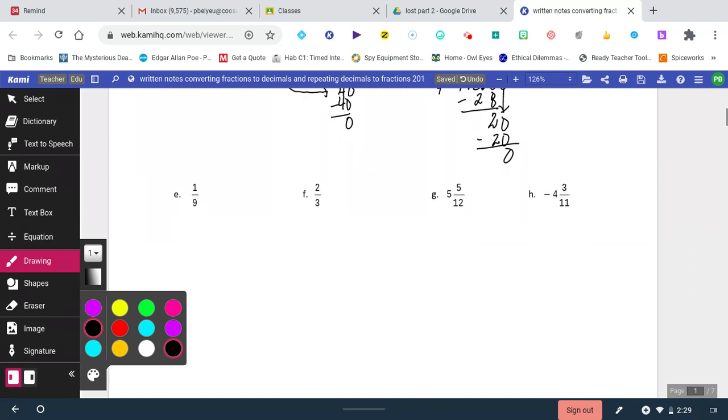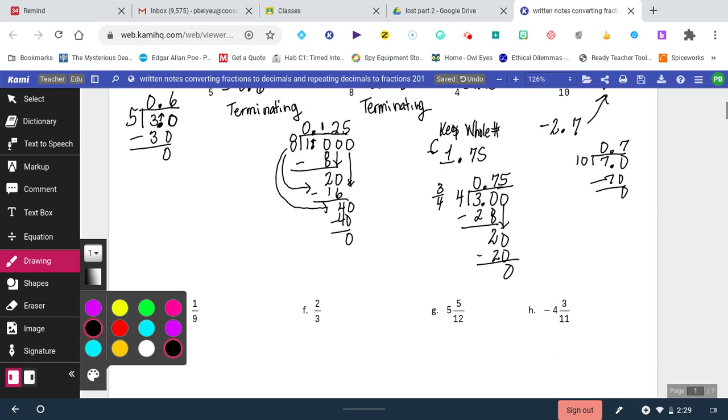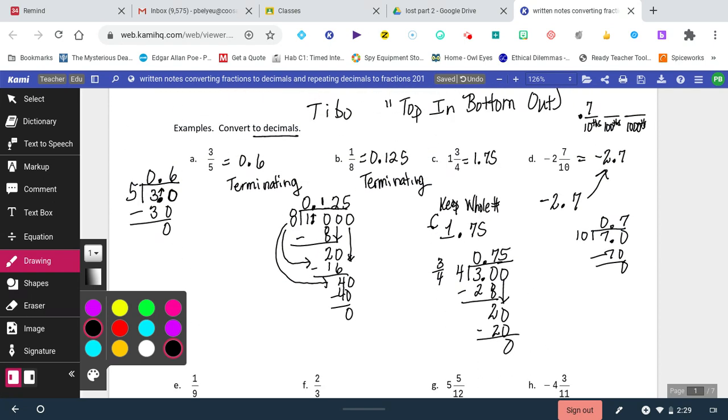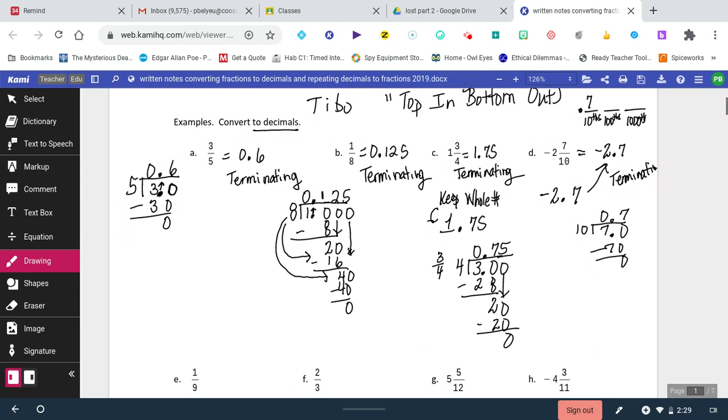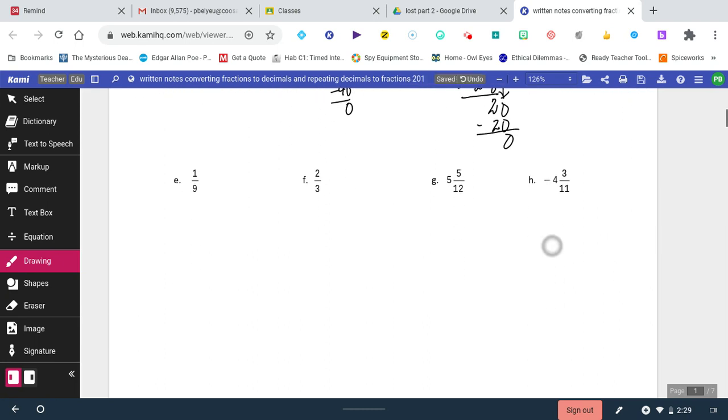All right, let's take a look at E. So all of these up here, let me go ahead and label all of these. All of these up here were terminating. This was terminating. It terminated in the hundredths place. This was also terminating. It terminated in the tenths place. Ran out of room, but it's okay.